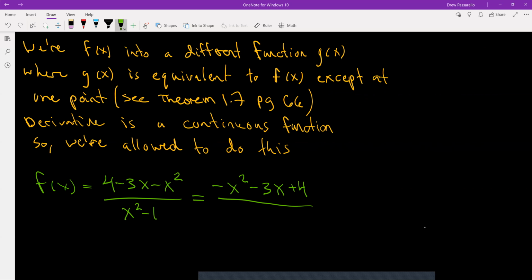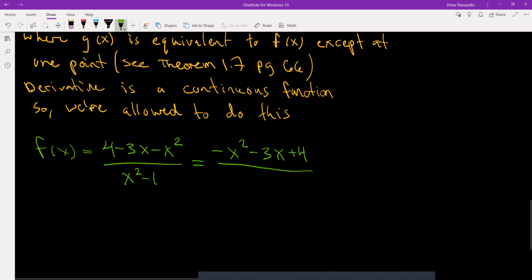So for the factoring. On the denominator, I have x squared minus 1. That's a difference of squares, so that factors into x minus 1 times x plus 1.